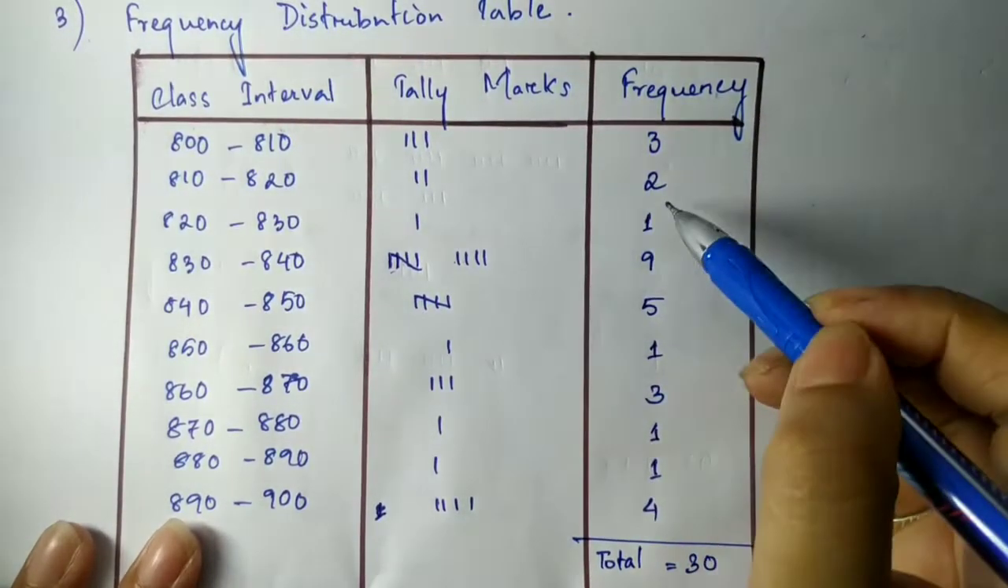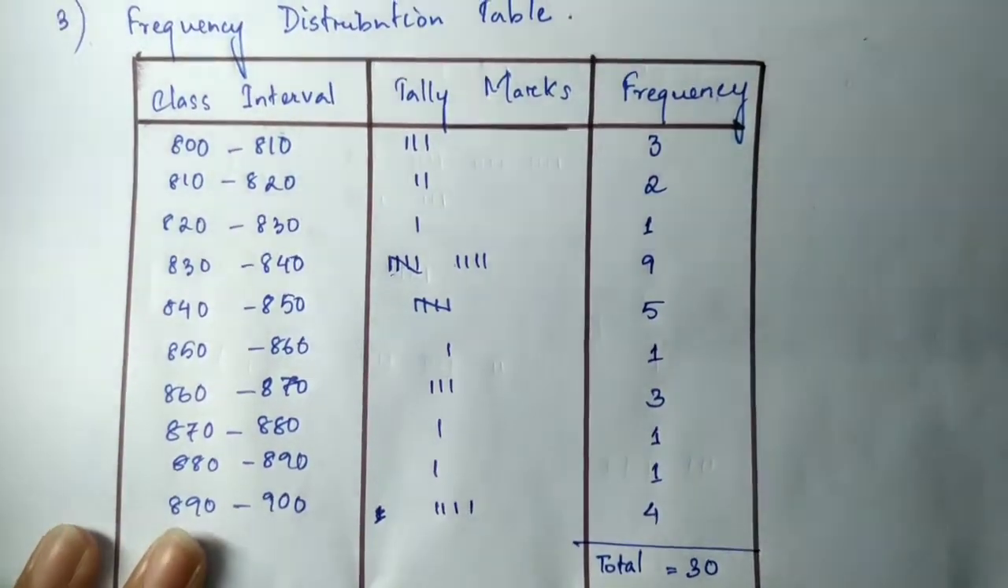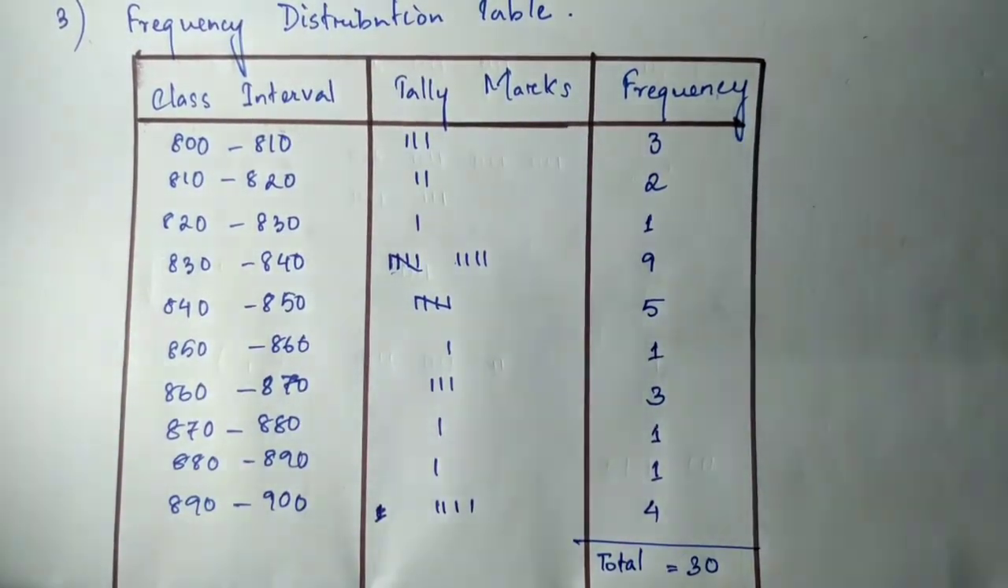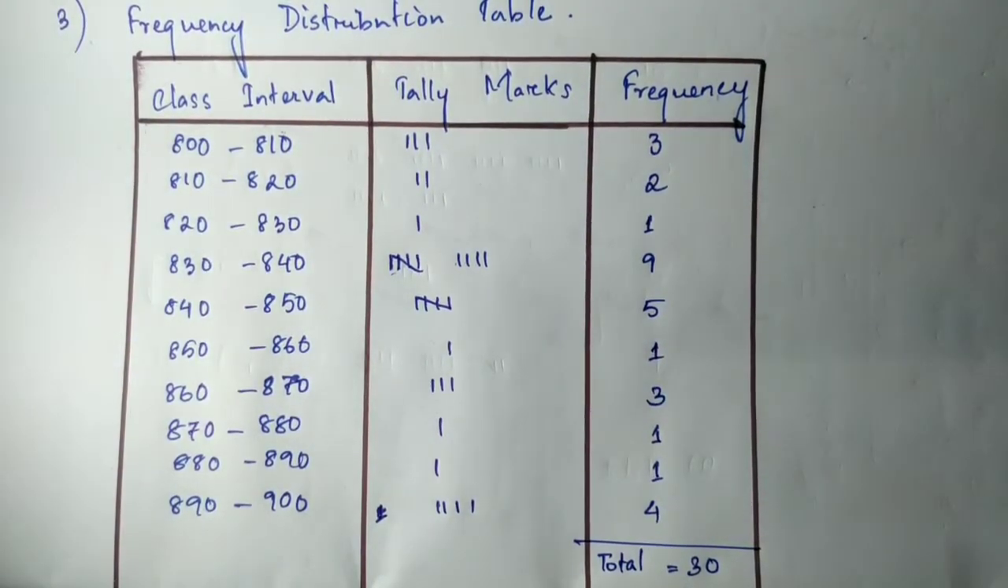3 plus 2 is 5, and so on. So it's 30. And how will you know that 30 is correct? In the question it was given the weekly wages of 30 workers. The total number of workers is 30. That means my frequency distribution table is correct. My question was, using tally marks, make a frequency distribution table with class intervals. So this is how I do this.